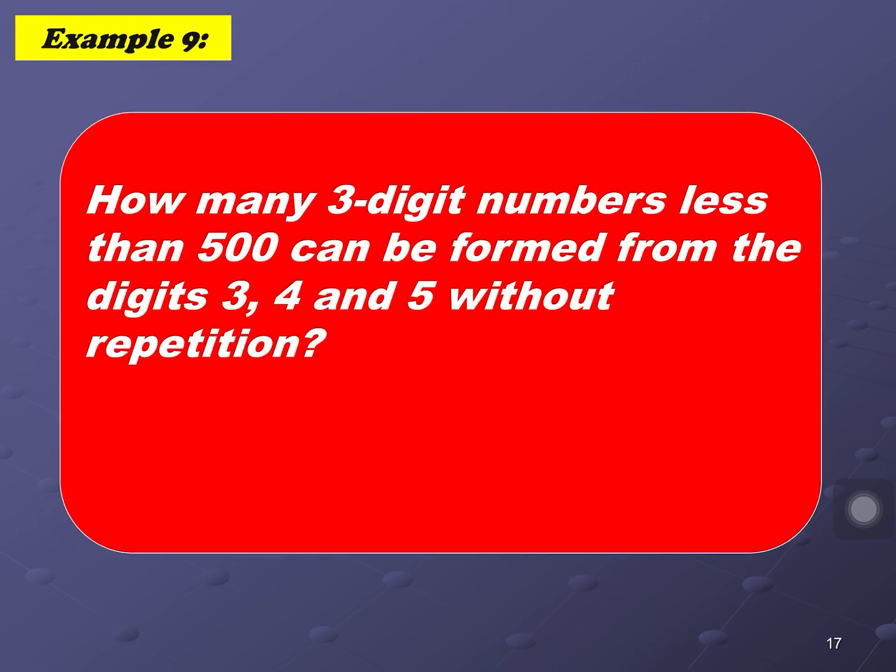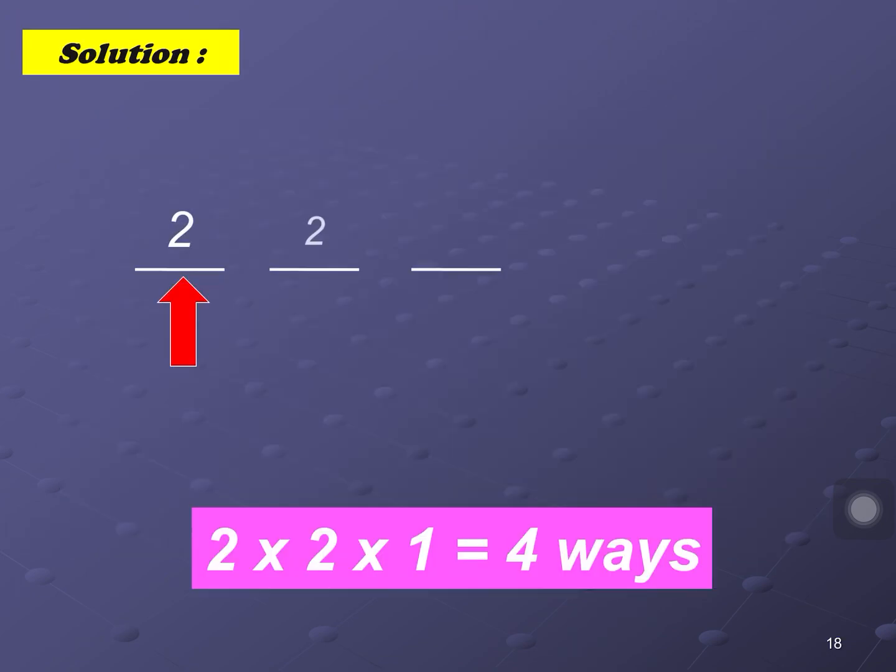Okay, now look at example 9. How many 3-digit numbers less than 500 can be formed from digits 3, 4, and 5 without repetition? 3, 4, 5. Because the question says less than 500, 5 cannot be put in front. So only two numbers can be put in front, right? What are those numbers? It's supposed to be 3 or 4.